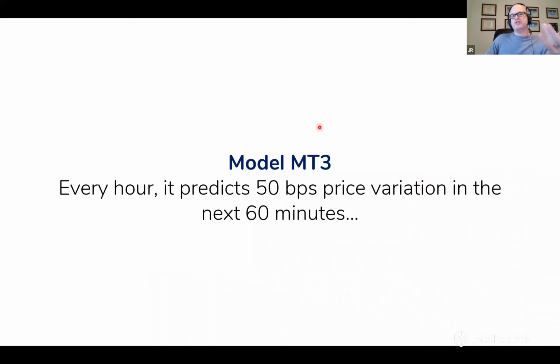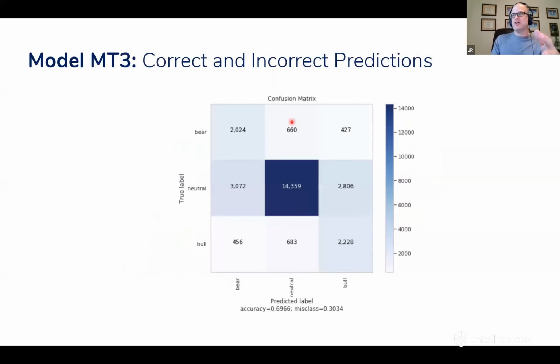Then there is another model that was proposed by one of our partners that is looking for higher variations, so 50 basis points. Obviously, there are no 50 basis points variations every hour. So when this was mentioned to us, I pushed back intuitively. I said it's just going to predict a lot of neutral, which was true. It did predict a lot of neutral, but it was also very accurate on predicting bull and bear.